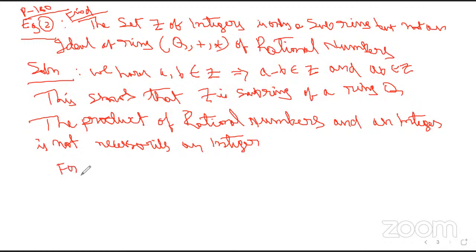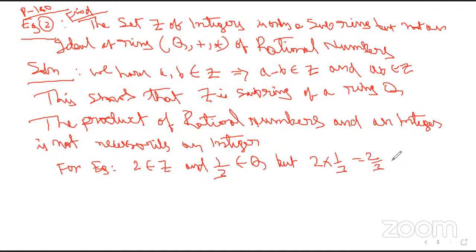For example, 2 belongs to Z and 1 by 3 belongs to Q, but 2 into 1 by 3 equals 2 by 3 does not belong to Z because it is a rational number, right? So Z is not an ideal of the ring Q.